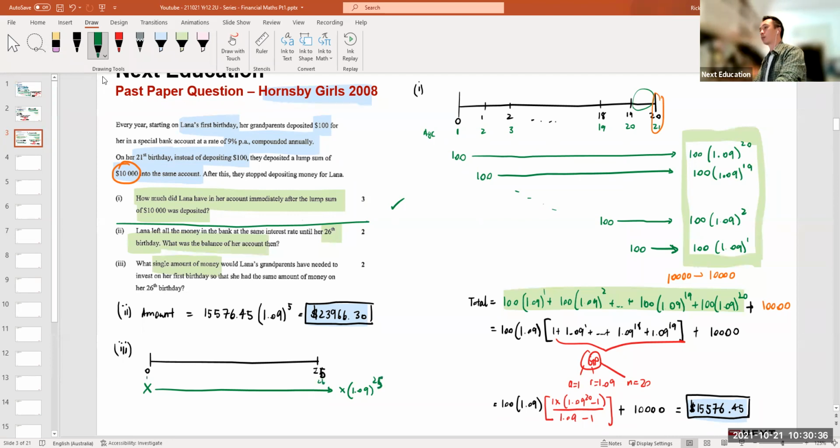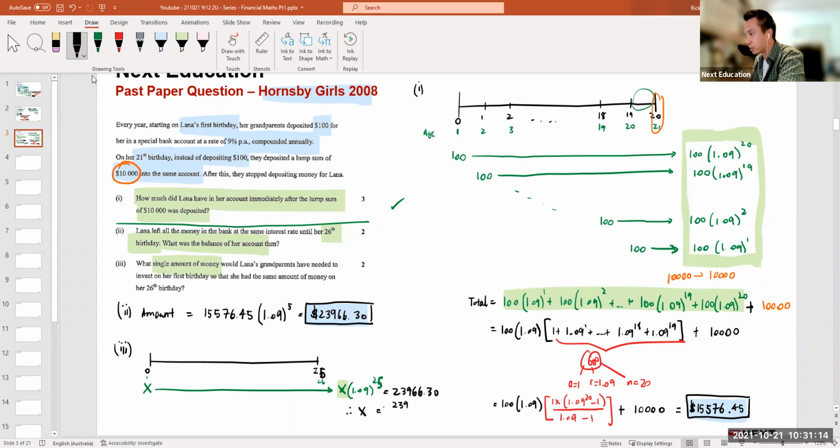So basically, use X because it also gets multiplied: X times that equals 23,966.30. Let me say that again. We're going to put in one amount at the start, compounded at 9% for 25 years, and that should equal the amount that she has right now at the end of 26 years, on her 26th birthday. So you equate that, and then to make X the subject, you just divide that bracket over.